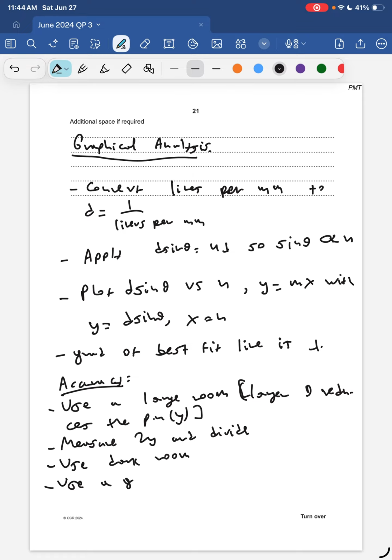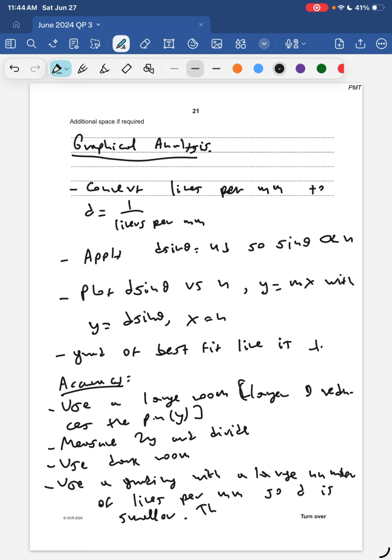Use a grating with a large number of lines per millimeter, so d is smaller. This will spread the maxima further apart. So this was question 19. It's kind of long. These are not my favorite types of questions, to be honest, but you have to do them. So let's move on to question 20.